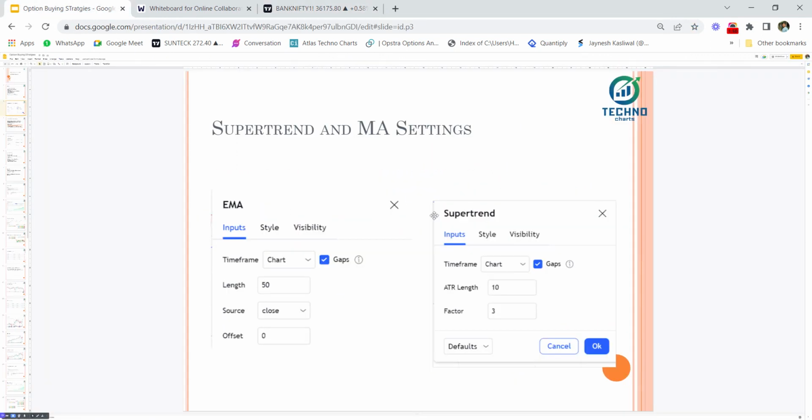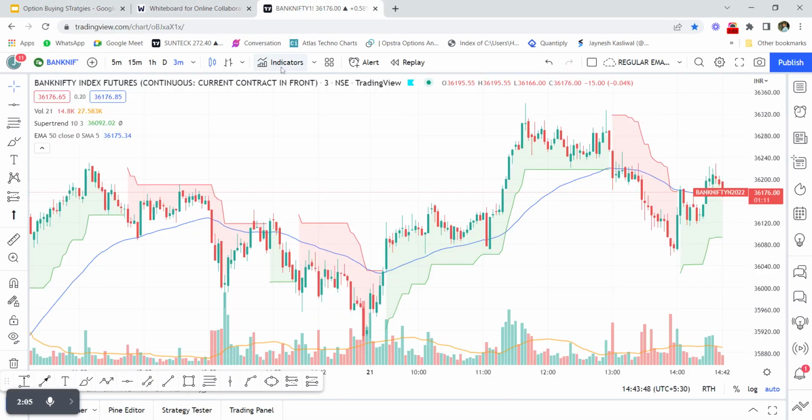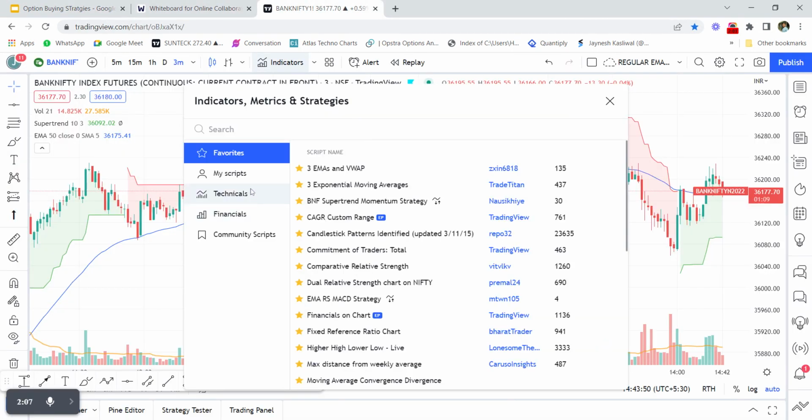Now the indicator link is provided in the description below. You can click on the indicator and directly apply it on the chart. You have to click on the link above, add it to favorites, and then add it on the chart. It is already added in my indicators, so I will add it from my favorites. Okay.